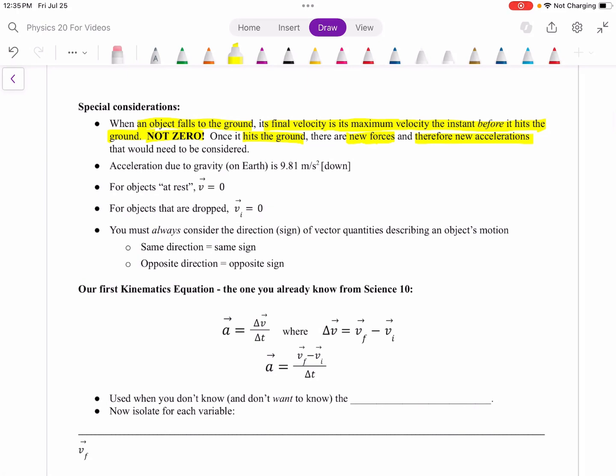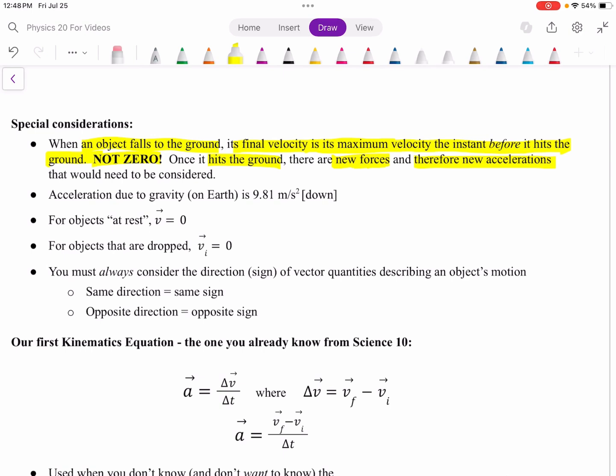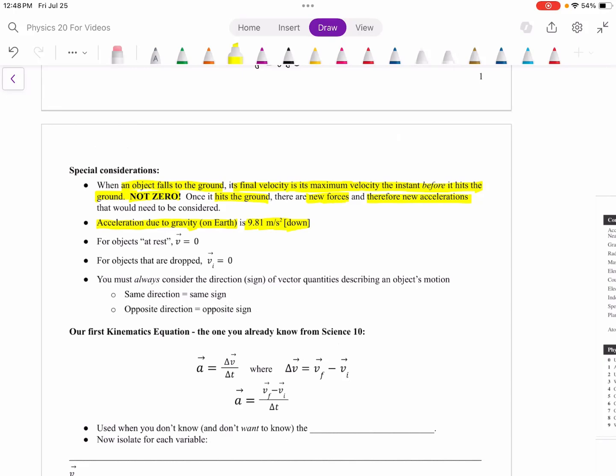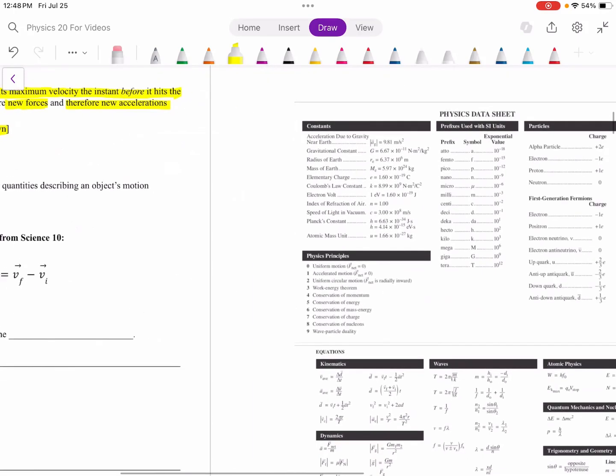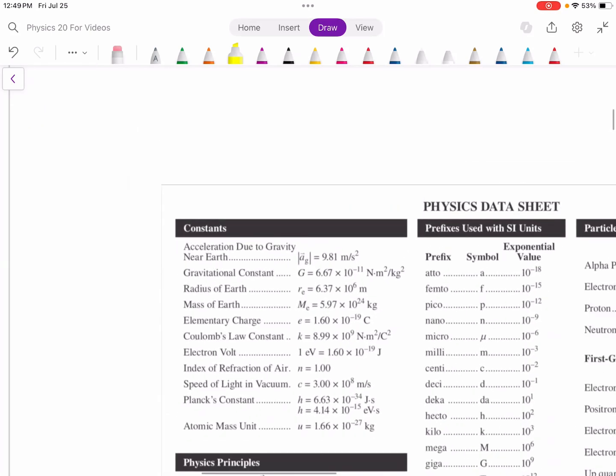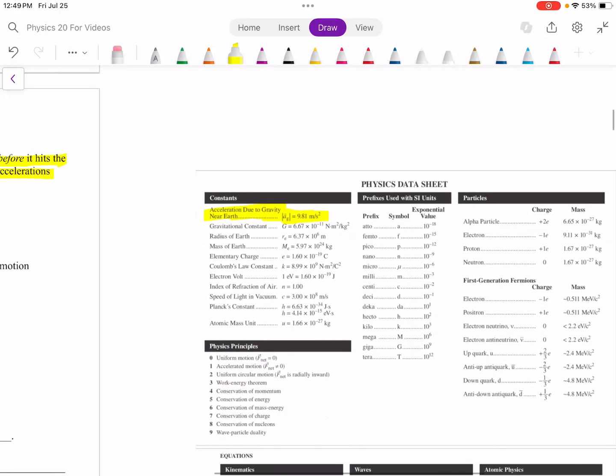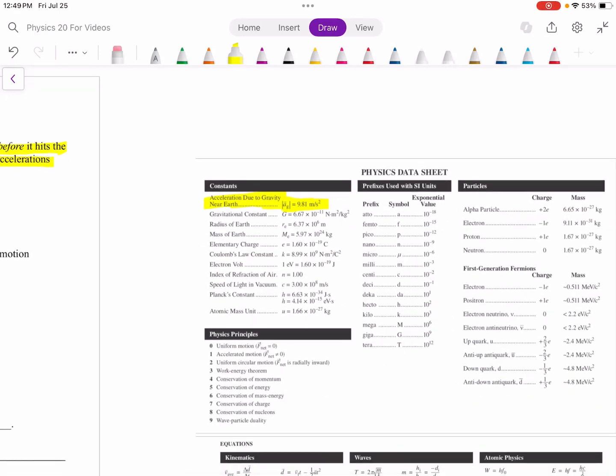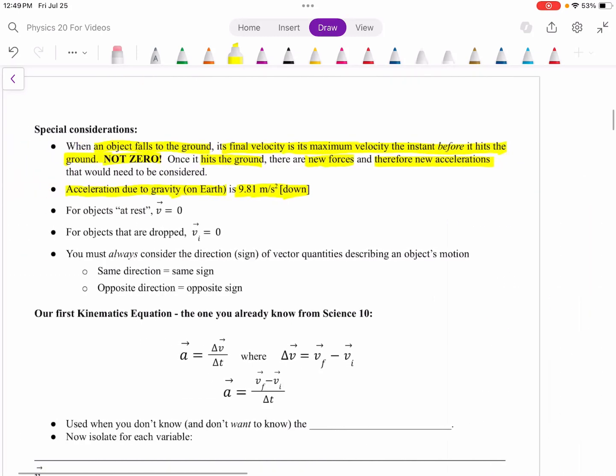So our final velocity whenever an object is dropped is not 0. It's the velocity right before it hits the ground. And the next special consideration here is something you've got to know. Well, you don't have to know it, it's on your formula sheet: acceleration due to gravity. Whenever something's falling, as long as it's on Earth, which unless they say otherwise, we can assume it is, acceleration due to gravity is 9.81 meters per second squared downwards, okay? So anytime you need to solve a problem where something is falling, that's the acceleration you're going to need to use, okay? As it appears on the back of your formula sheet, you can see here, right? So it's given to you as 9.81 meters per second squared. That's what you should use.